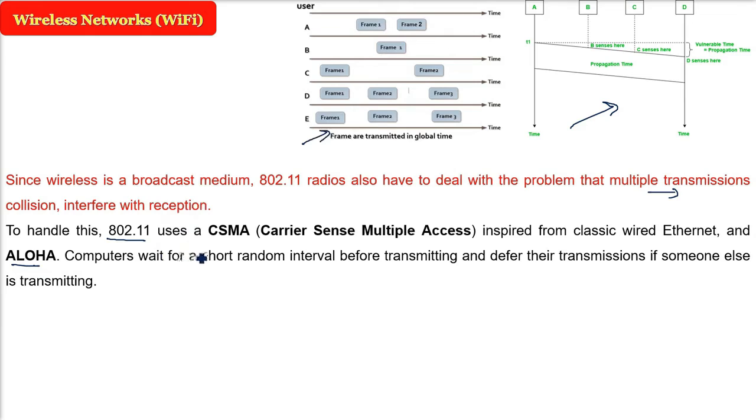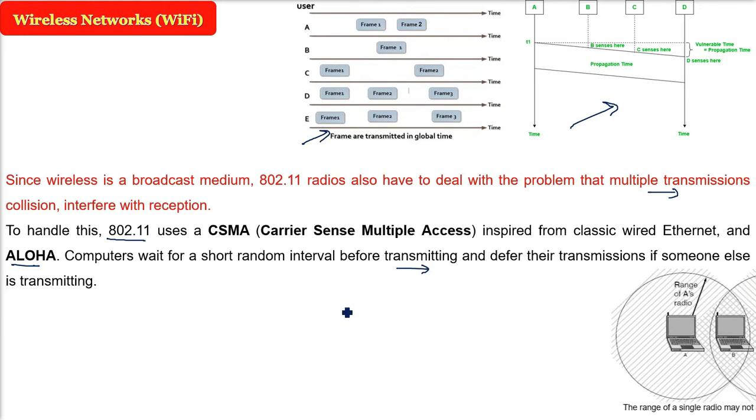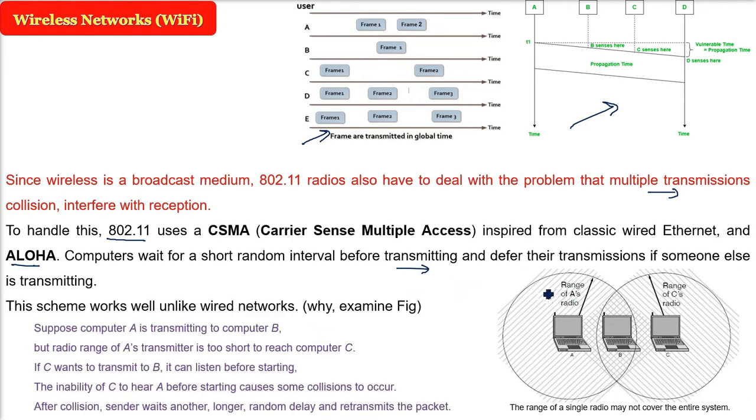So here, very simple algorithm, the computer or the computing device waits for a short random interval before transmitting. And if someone is transmitting at that time, it will again wait for the next transmission. And this scheme really worked well in the wireless environment, Wi-Fi environment. It was not working that well in the wired networks.